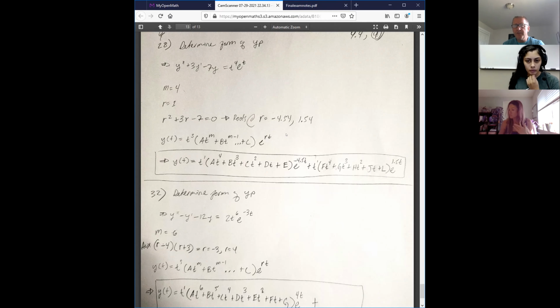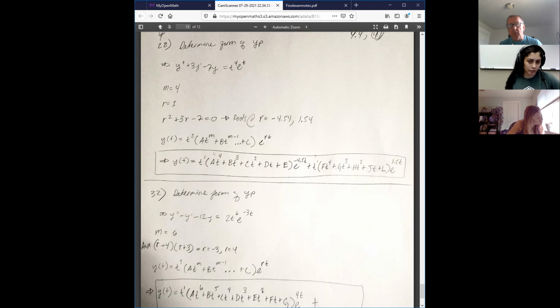So your answer is really just at to the fourth plus bt cubed times e to the t. That'll take care of the t to the fourth e to the t. But then plus C1 e to the negative 4.5t plus C2 e to the 1.5t. That'll be the homogeneous answers that get added to it too. But in this problem, you're just determining a guess that will produce the t to the fourth e to the t. Okay. Yeah, that makes sense.